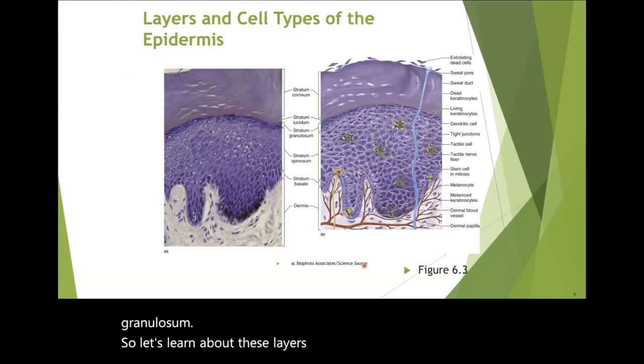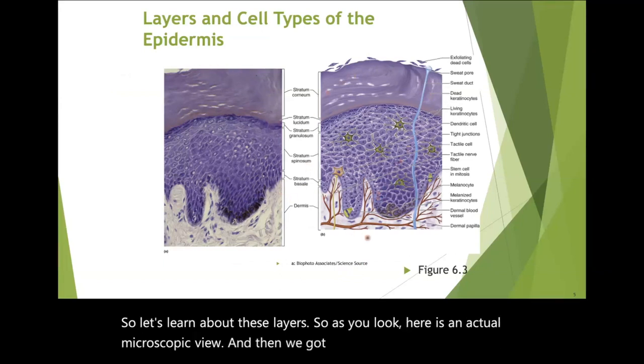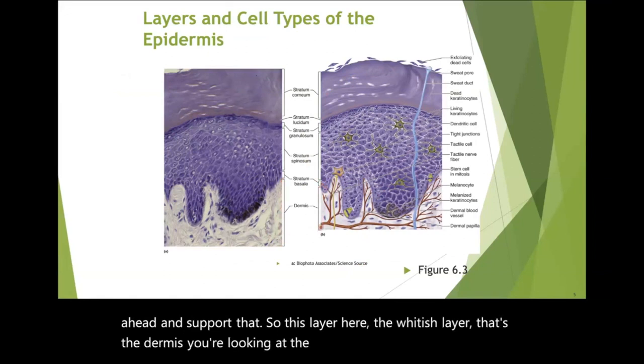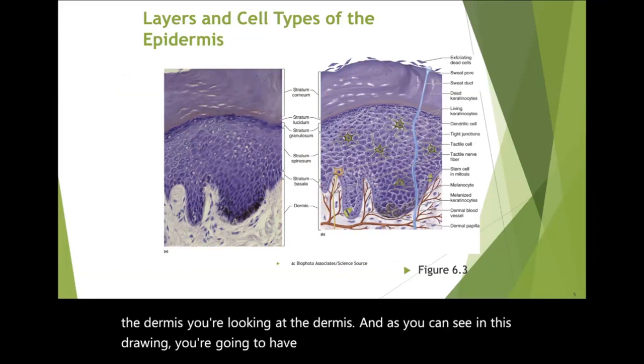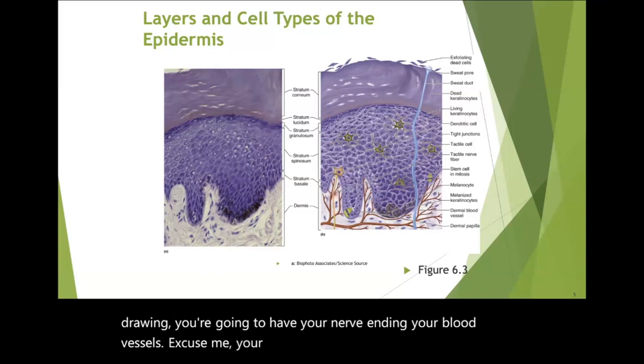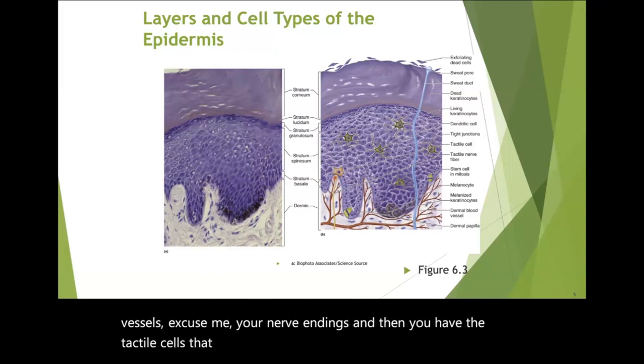As you look here, this is an actual microscopic view, and then we have our nice little drawing to support that. This whitish layer here is the dermis. In this drawing, you have your blood vessels, excuse me, your nerve endings, and then you have the tactile cells that extend to the epidermis, the stratum basale.